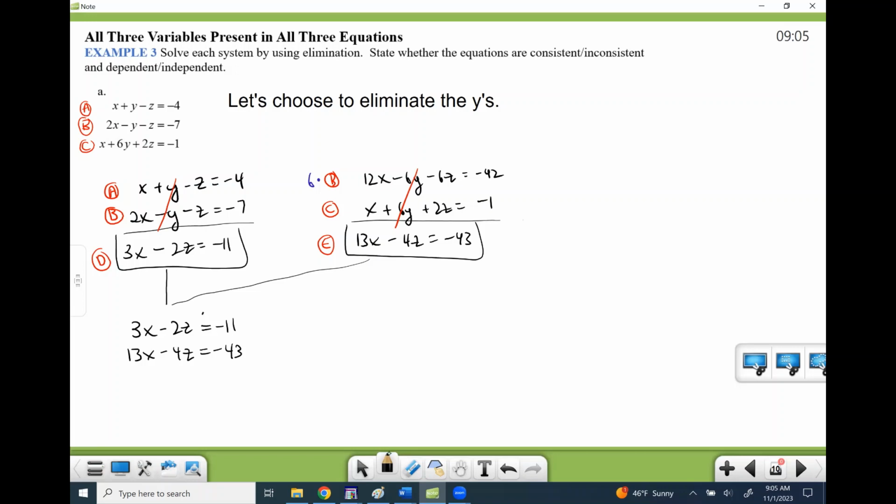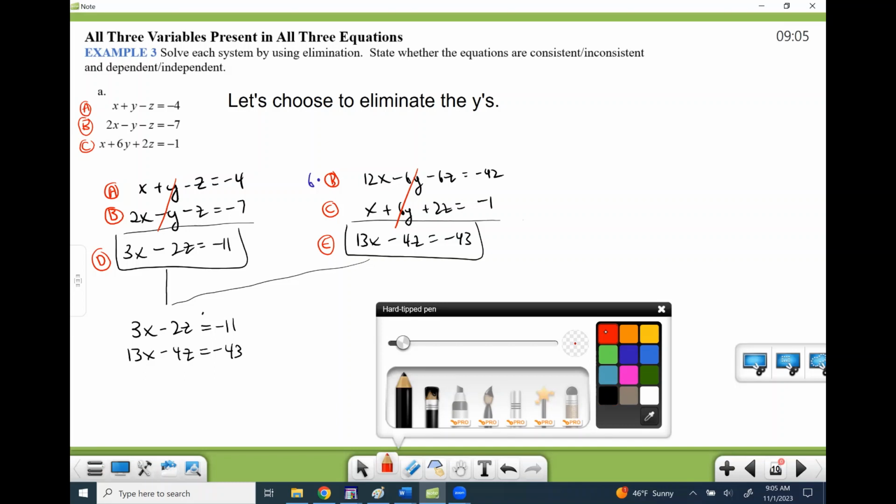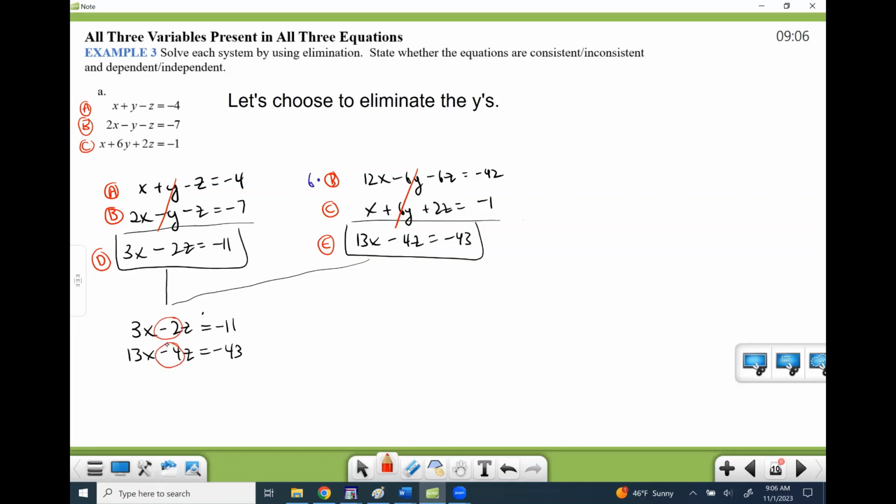Okay, so what I'm thinking is that I want to get rid of the z's because I can see that I can turn the smaller number into the bigger number pretty easily, okay? Over here, it's going to be hard to turn a 3 into a 13, okay? All right, so let me think about what I want to multiply by. If this is a -4, then I need this to be a +4. So I'm going to multiply by a -2 because -2 times -2 is +4.